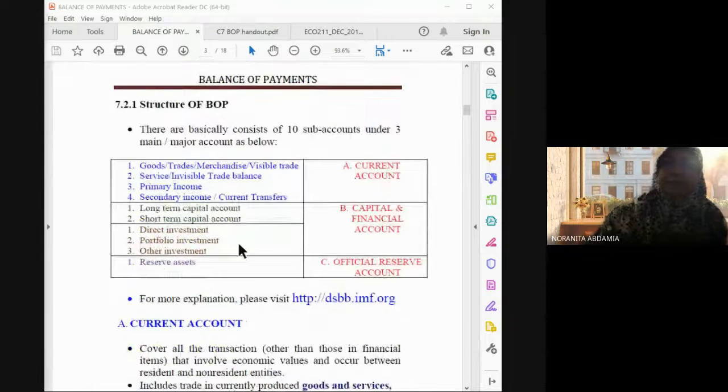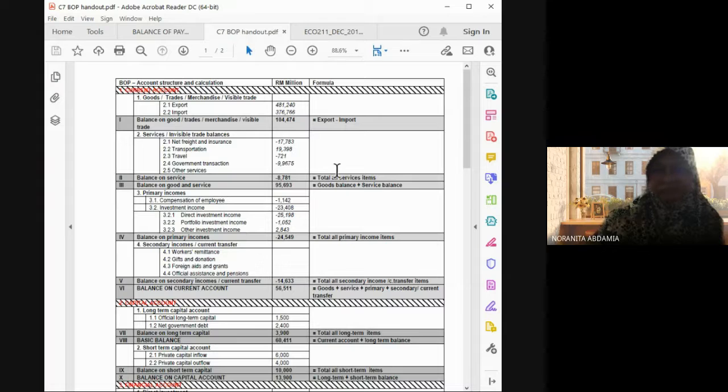Here, the structures of the balance of payment. Later on I will show you in my handout. I hope all of you already printed my handout. Have you printed it or not? Is my handout in front of you now?